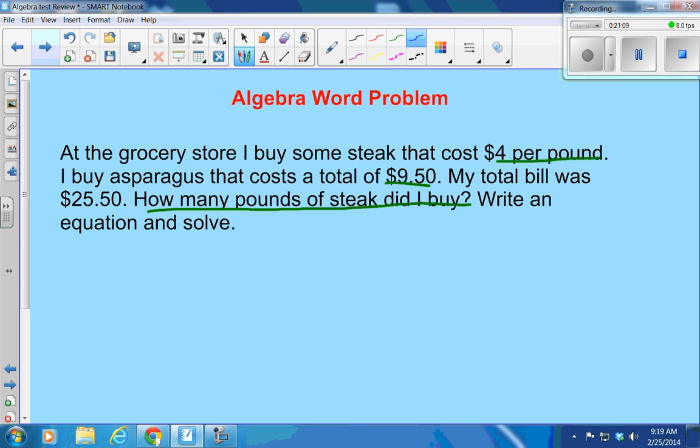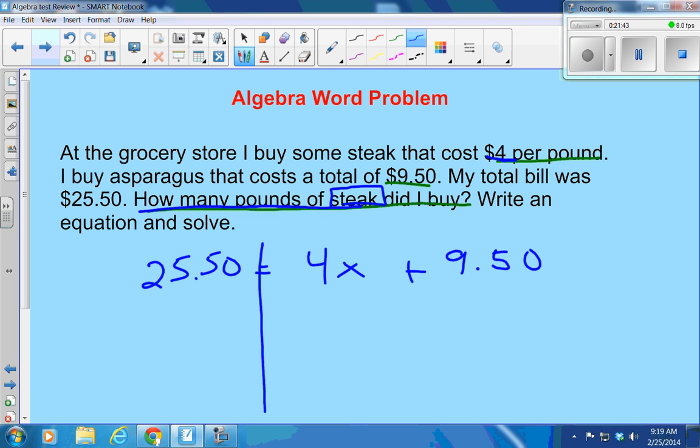All right, so I know my total bill. I always like to start with my total. I know my total bill is $25.50. And I like to put that by itself on one side of the equation. So if I have $25.50, and then on the other side, I have $4 per pound, and then I have to add $9.50 for my asparagus. Now, I need a variable somewhere. And it asks me how many pounds of steak did I buy. So my steak goes with my steak. My X goes right there. Steak goes with steak. You wouldn't put steak with asparagus. You wouldn't put steak with total bill. Or excuse me, you would put pounds of steak, so keep steak with steak.